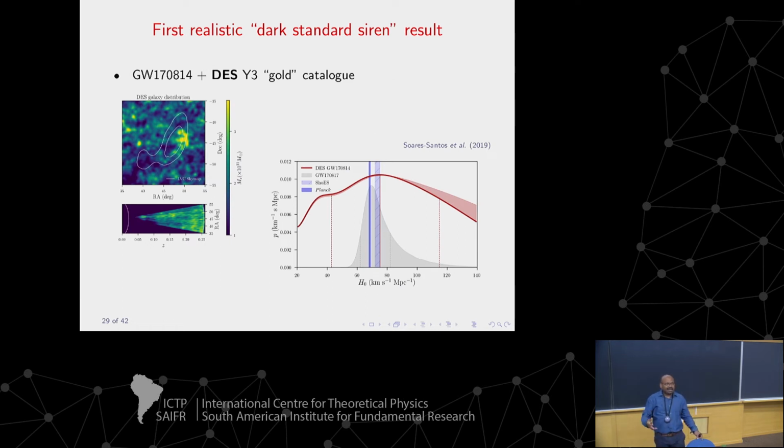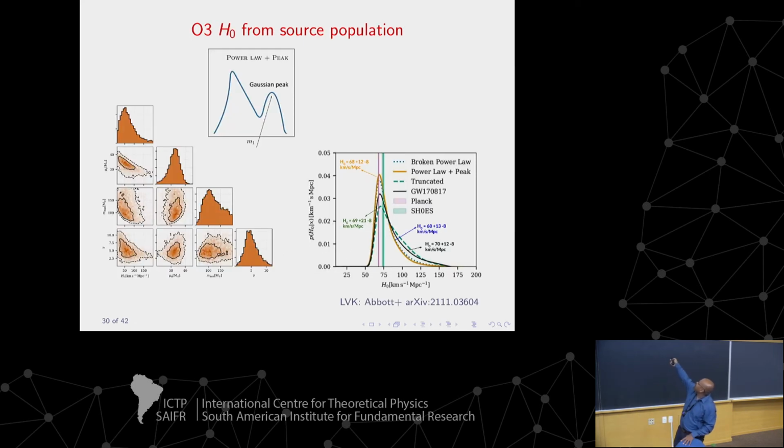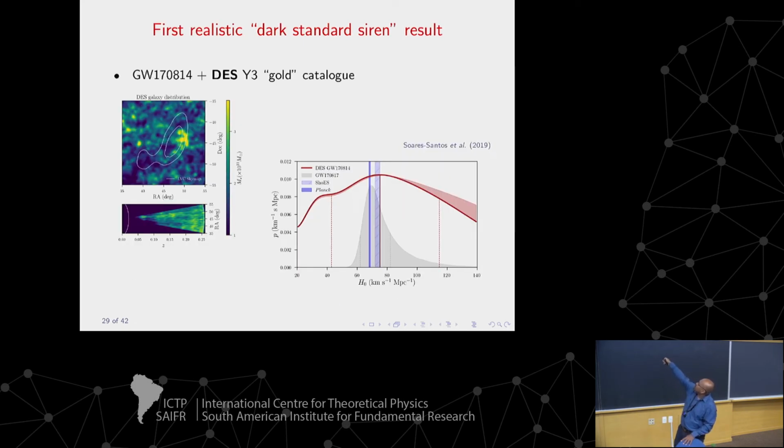The first realistic dark standard siren measurement essentially came from a paper led by the Dark Energy Survey collaboration together with the LIGO-Virgo collaboration. And we heard about the survey yesterday from Jesse. They actually coined the term dark standard sirens, which has now become very popular and we are using. So this is the first measurement, coming from one very well-localized black hole merger, GW170814, located in a patch that was very thoroughly followed up by the Dark Energy Survey.